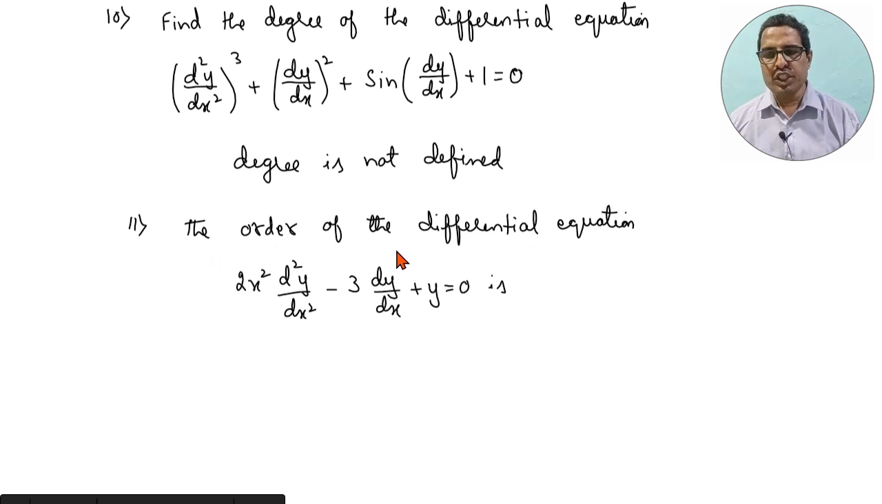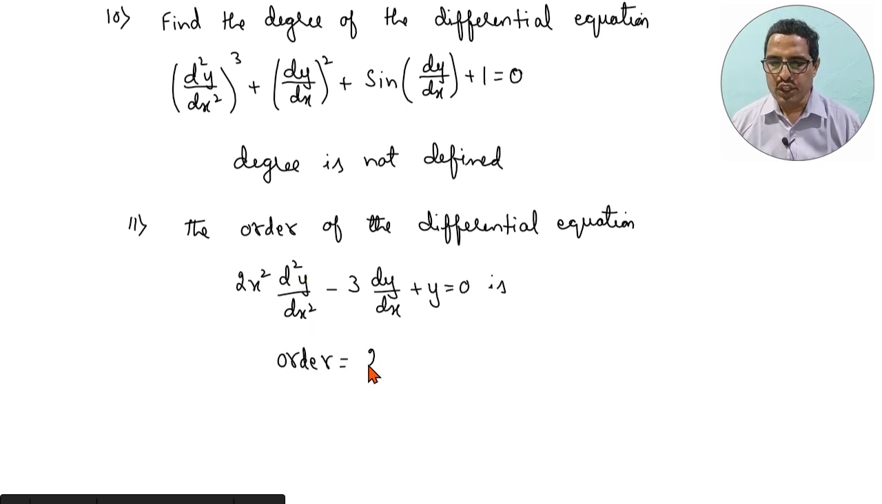The next question is the order of the differential equation: 2x² d²y/dx² − 3 dy/dx + y = 0. So here if you try to observe, the highest order derivative is the second order derivative, d²y/dx². So that itself is the highest order derivative. Therefore, the order of this given differential equation is 2.